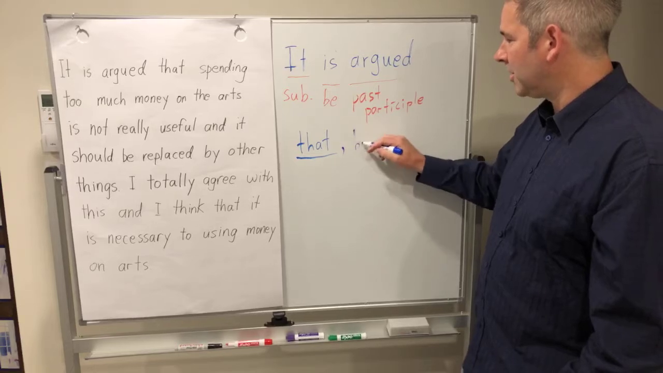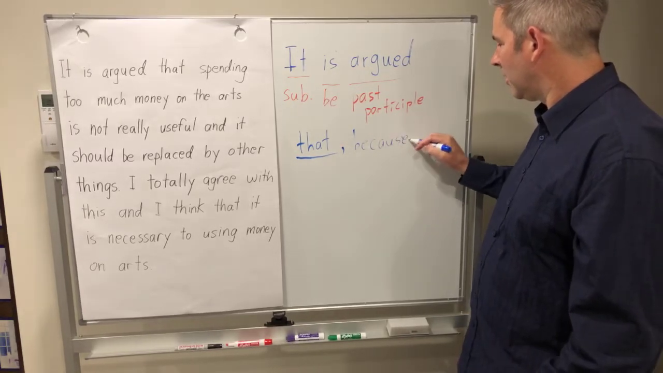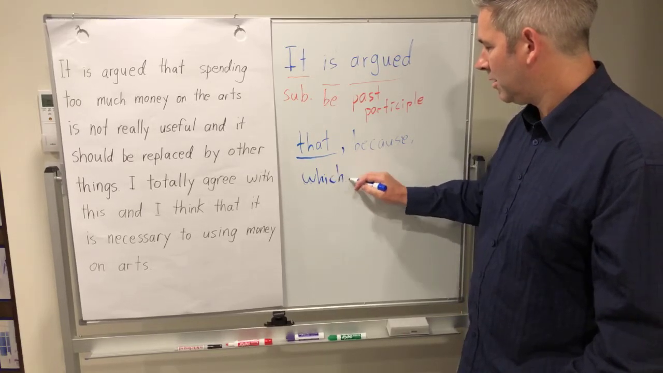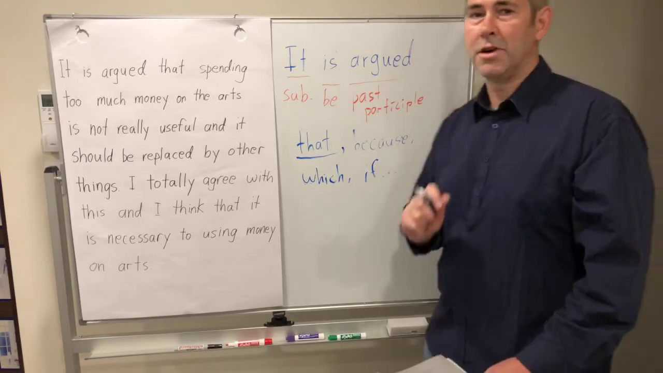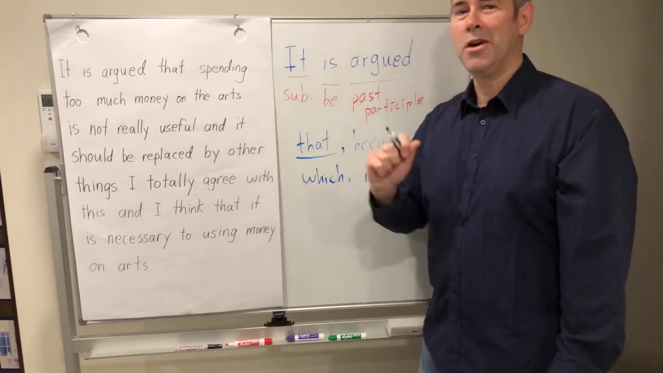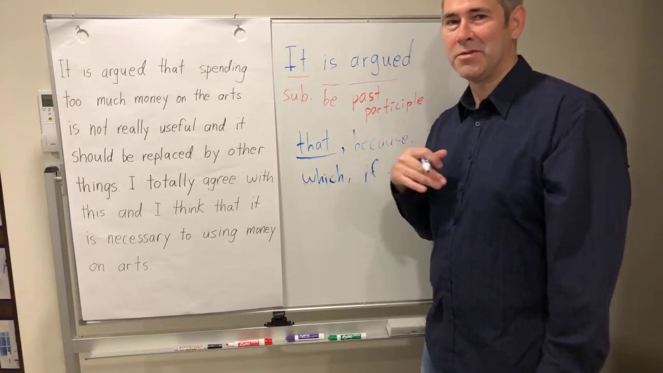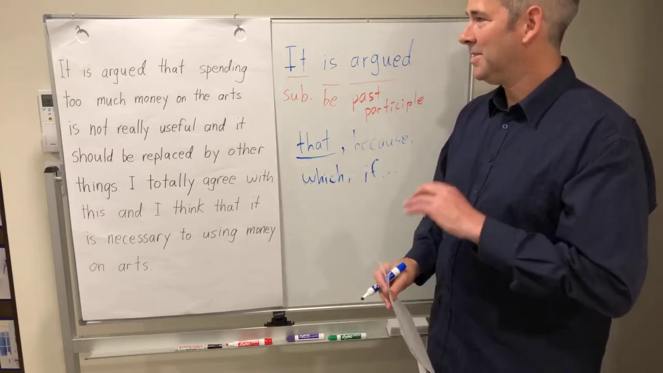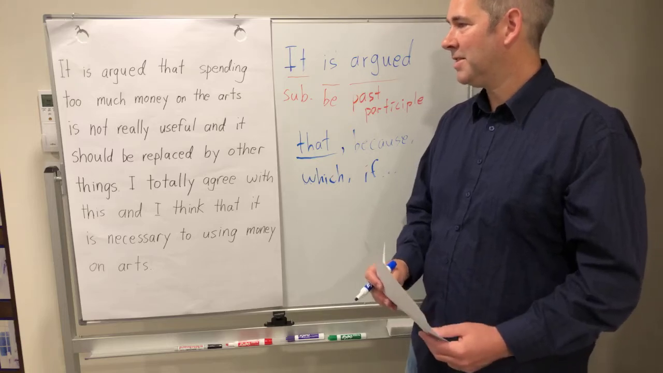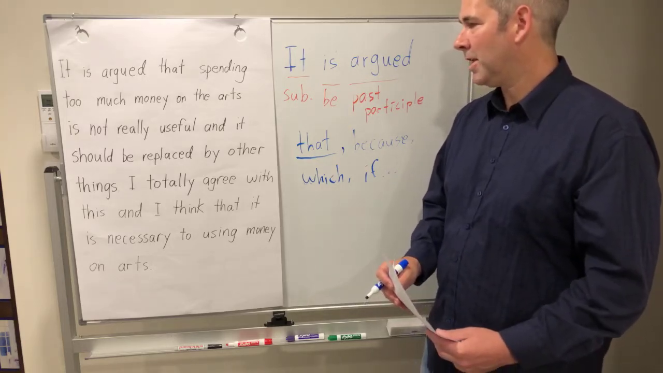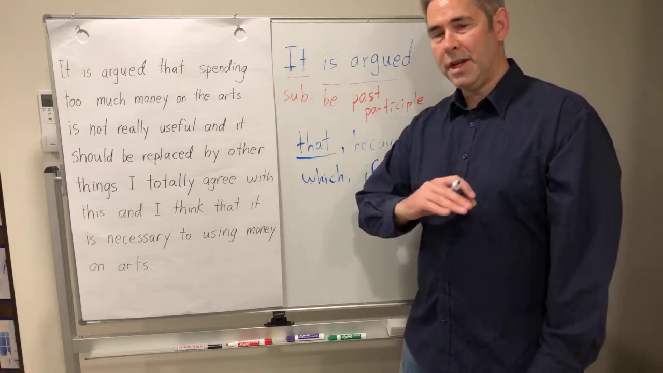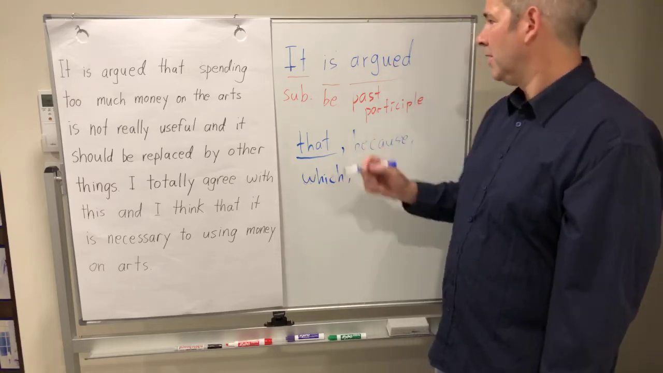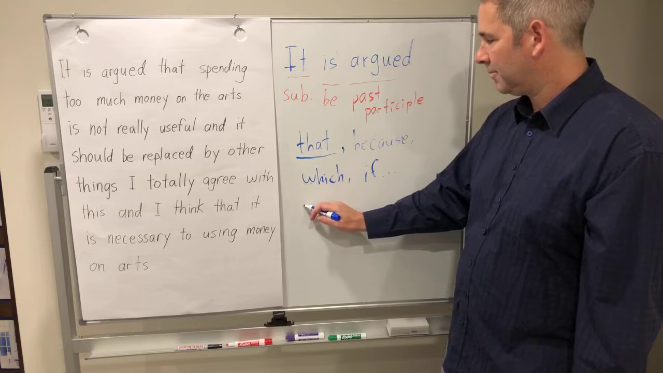Think about conjunction because, which, if, and so on. So you want to be using as many complex sentences in your writing, in the IELTS writing task 2 as you can. If you have a choice, just go with a complex sentence. So it is argued that spending too much money on the arts is not really useful and it should be replaced by other things. So what the student has done here is they have paraphrased the statement given in the question well. So that's the first P, paraphrase.